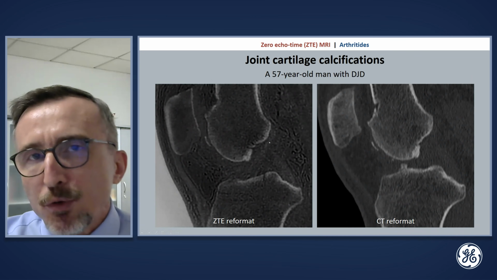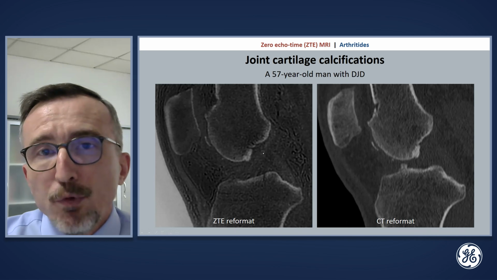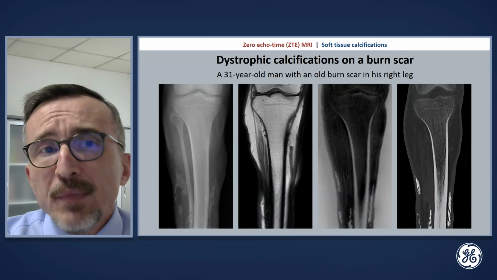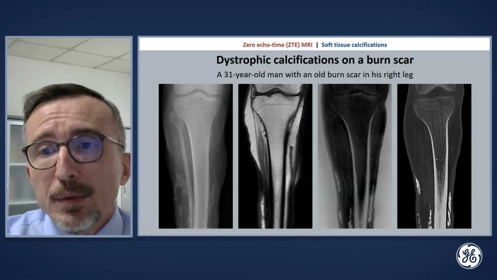Since this is an isotropic 3D sequence, we are capable of doing lots of reformats to our wish, actually. Dystrophic calcifications are another condition where you can make use of ZTE.